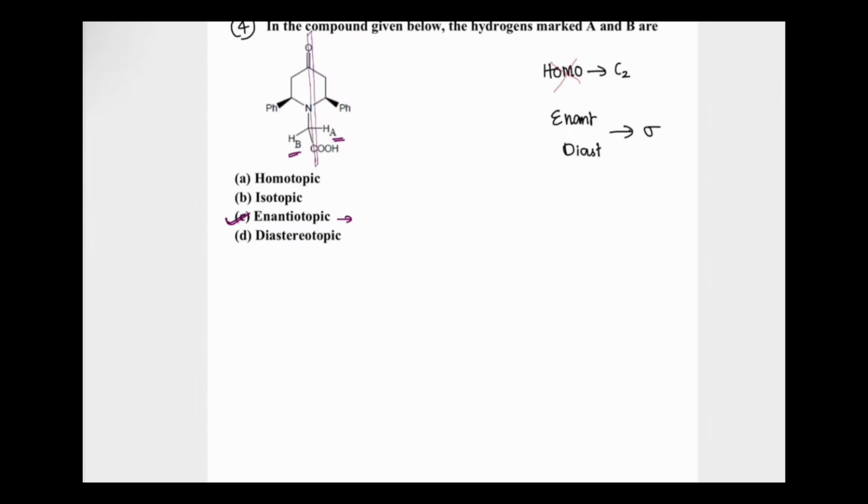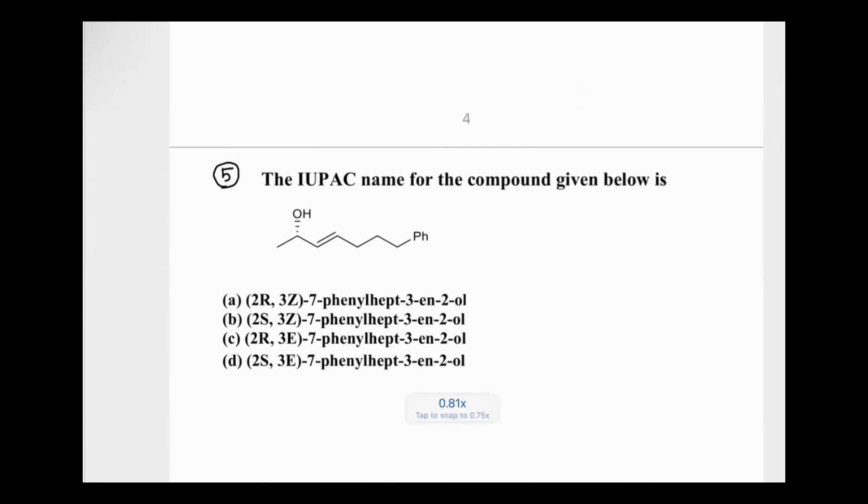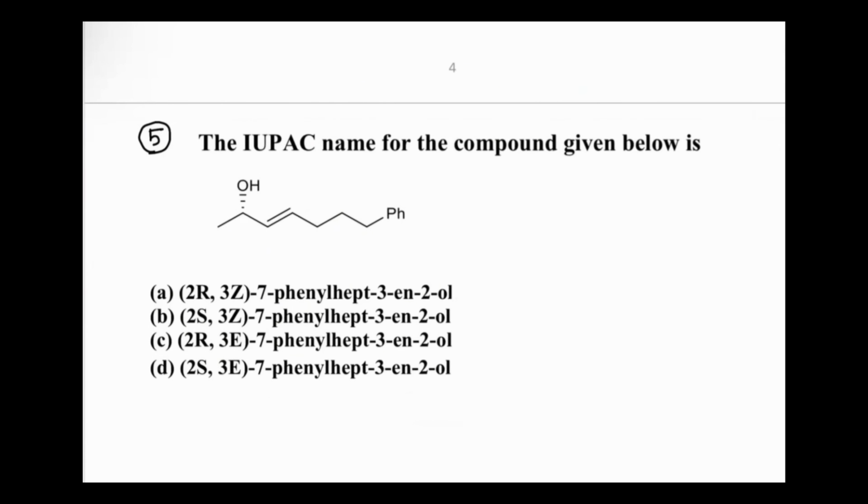The next type of question that we can expect in stereochemistry is finding out the IUPAC name for a given organic molecule. Suppose we have an organic molecule like this and you need to find the IUPAC name. For that, we don't have to remember all the IUPAC rules for naming.